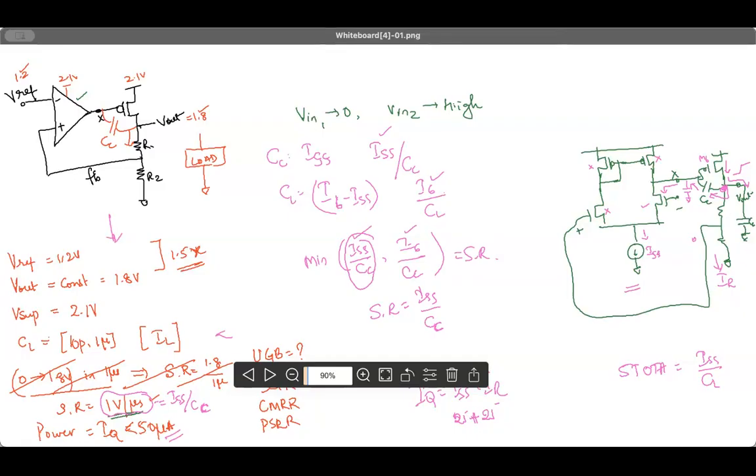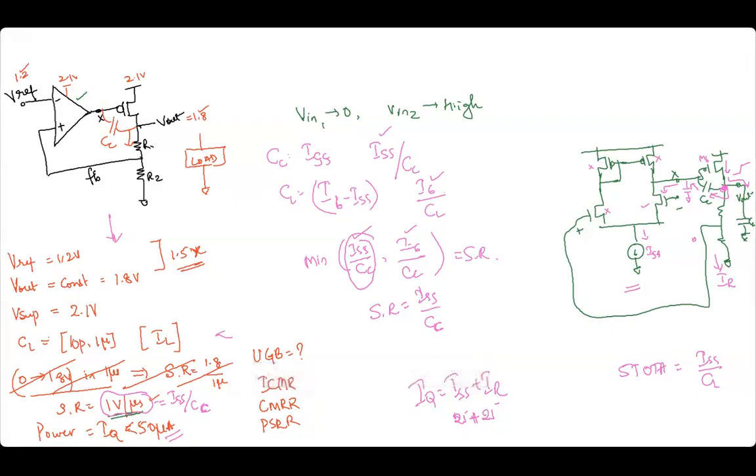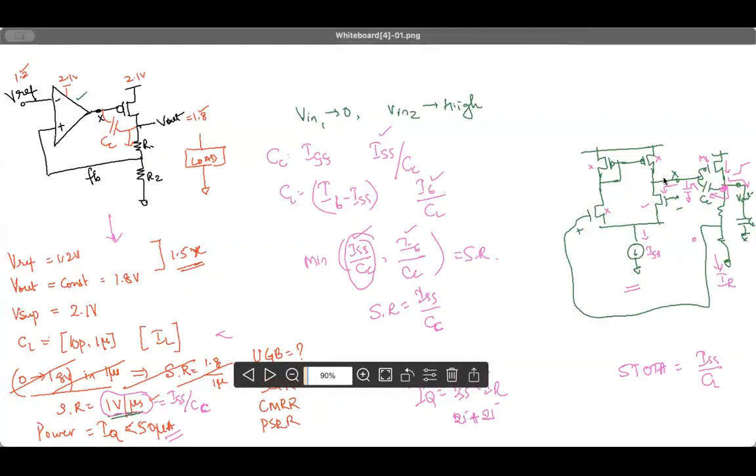Who is limiting? Ideally, it will not be the CL because the driver M6 is very, very strong. Typically M6 can handle very high currents, and hence the capacitance CL can get charged quickly. But the limiting factor will be CC, because there is a fixed current that can be pulled out of CC, which is ISS only.